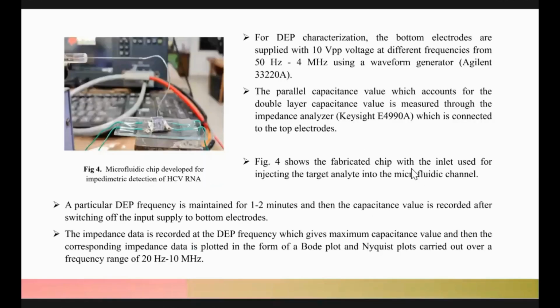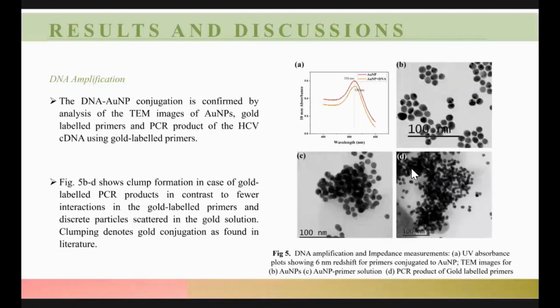So then we do the DEP characterization first. For that, we check at what frequency we are getting the maximum double layer capacitance value. The double layer capacitance is displayed in the impedance analyzer. After we have optimized the frequency at which we get the maximum double layer capacitance value, we set that frequency as the DEP frequency. And then we take the impedance readings over a wide range of frequencies, starting from 20 Hz to 10 MHz. We then plot in terms of Bode and Nyquist plots, and we can analyze the events.